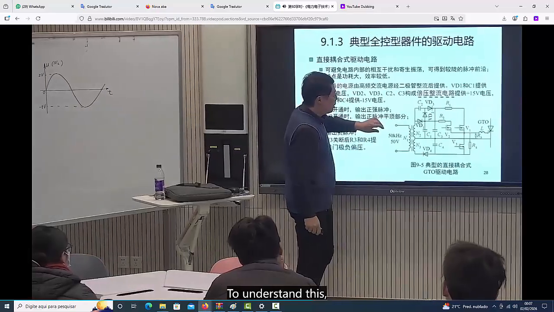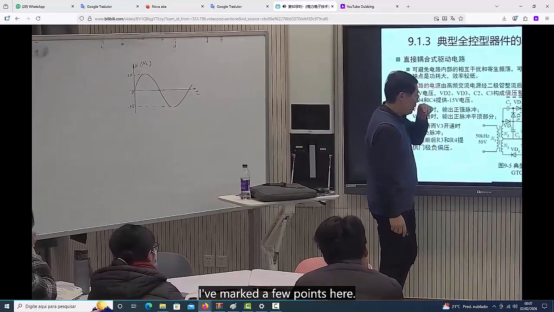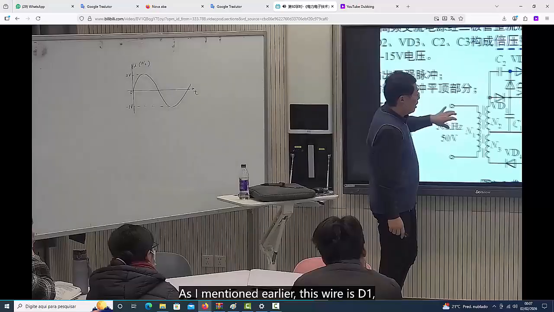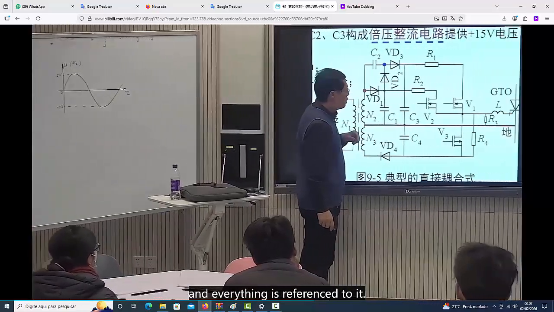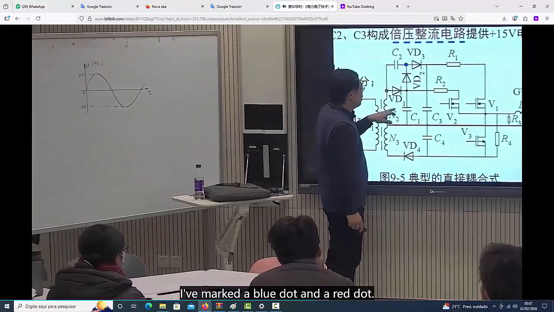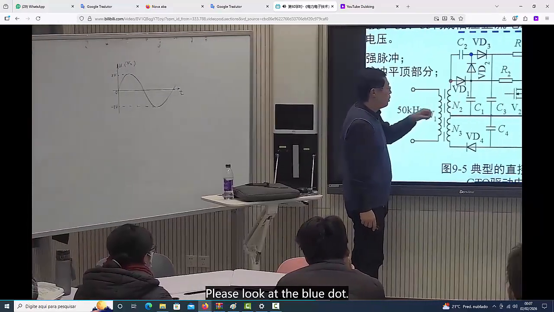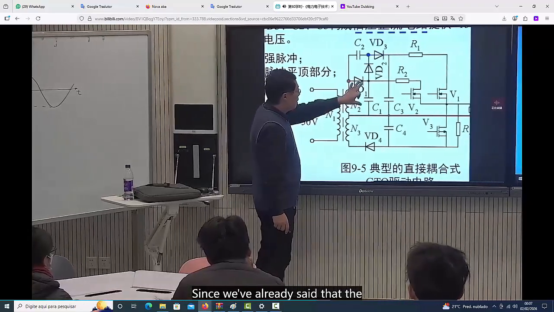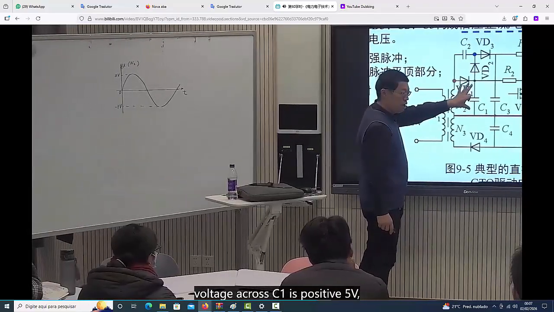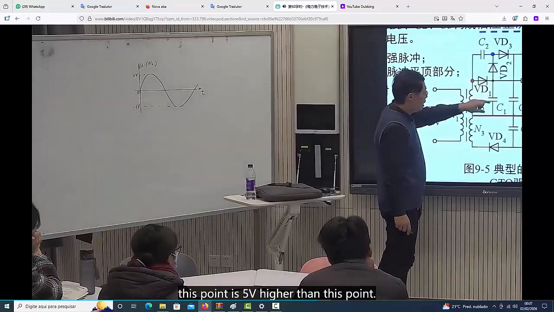To understand this, I've marked a few points here. As I mentioned earlier, this wire is the common terminal, and everything is referenced to it. I've marked a blue dot and a red dot. Please look at the blue dot. Since we've already said that the voltage across C1 is positive 5 V, this point is 5 V higher than this point.